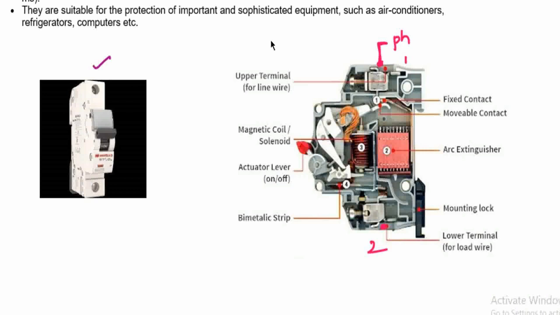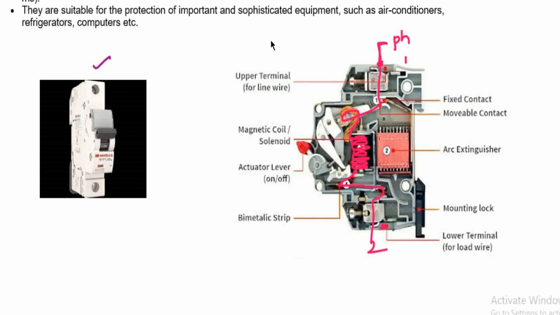After connecting the first terminal, the current goes through the winding available here, and a solenoid available here. Solenoid is nothing but an inductor type structure. And here is a bimetallic strip, and after this the supply comes out. So this is the continuity of the current inside the MCB.